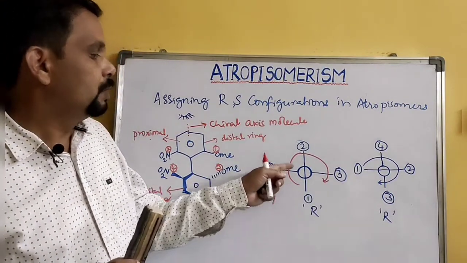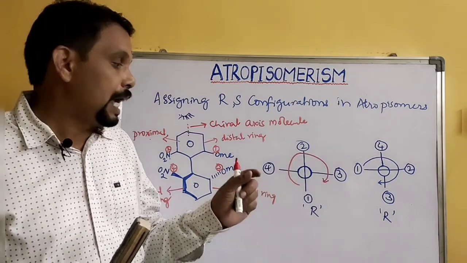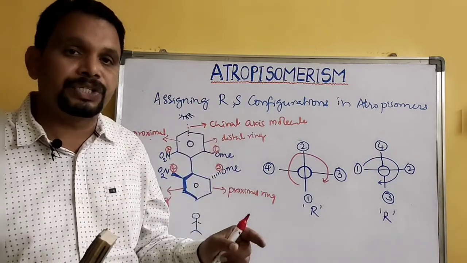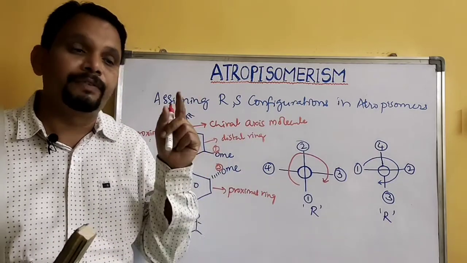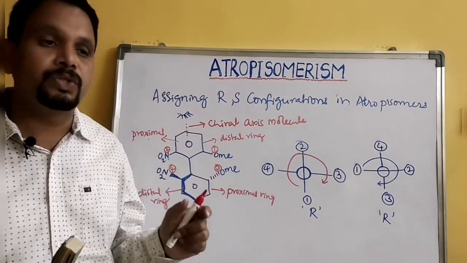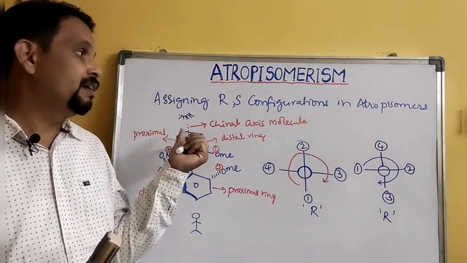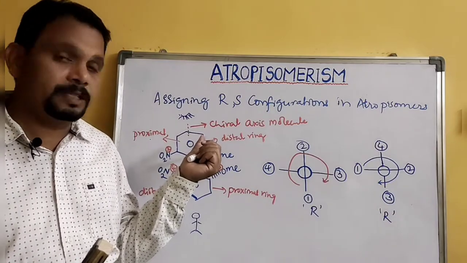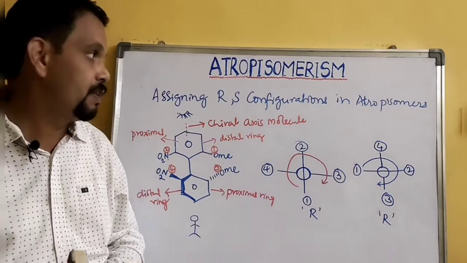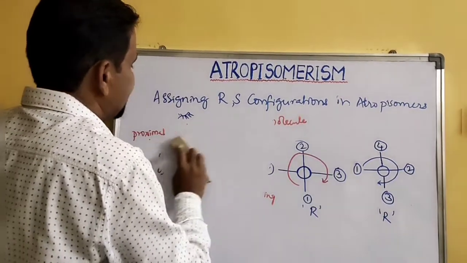Once you write the priorities, connect an arrow from 1 to 2 and 2 to 3, and if it is clockwise direction, it is R configuration. If it is anti-clockwise direction, it is S configuration. Keep that in your mind, so that you can assign any of these kinds of atropisomers. So this is the way you can assign RS configurations for atropisomers. I hope you understand clearly with this example.